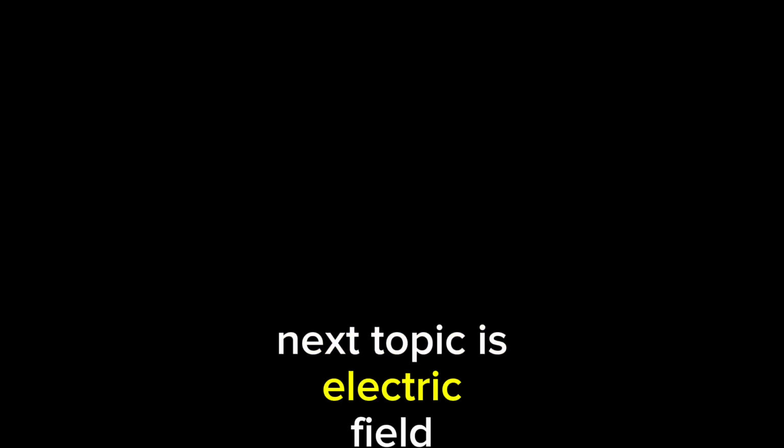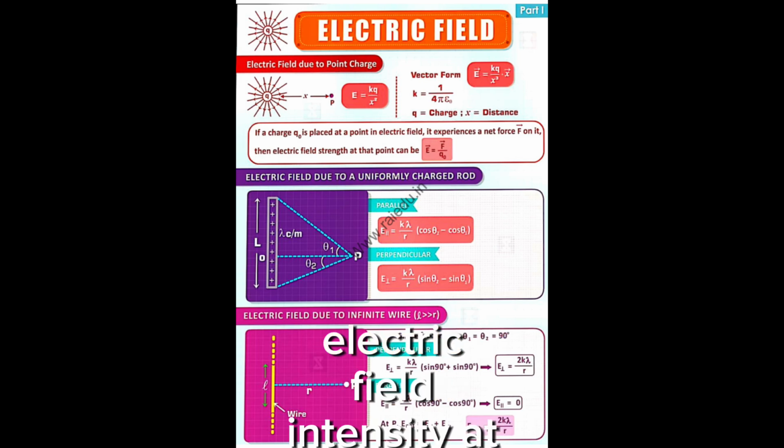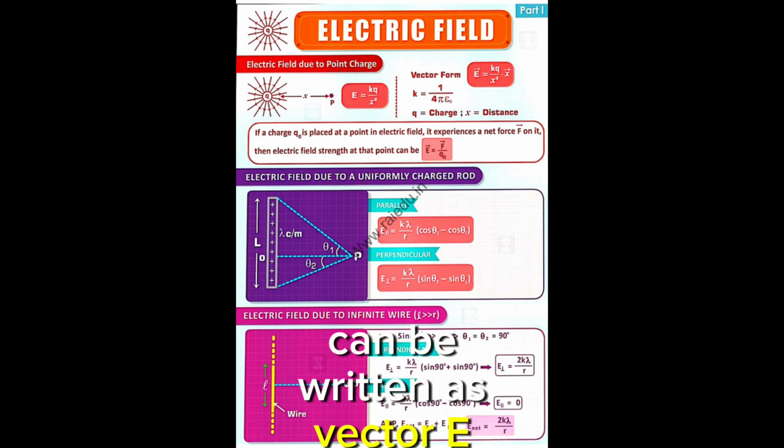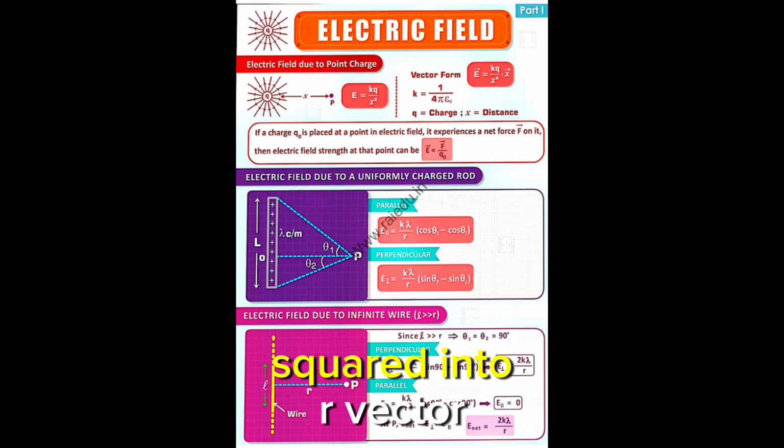Next topic is electric field. Now what is electric field? Electric field intensity at a point at distance r from a point charge q in air can be written as vector E is equal to 1 by 4 pi epsilon 0 into q by r square into r vector.